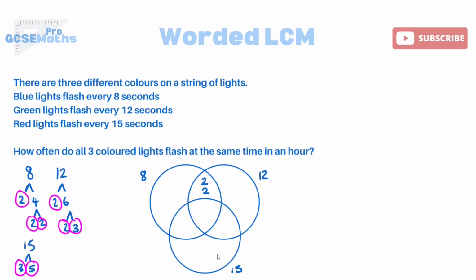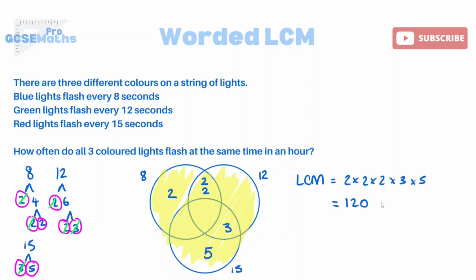Between 12 and 15, we've got a 3. And between 8 and 15, we have nothing. There we go, you can cross them out to see which ones you're missing. So we've got an extra 2 for the 8 and we've got an extra 5 for the 15. And again, lowest common multiple is when we multiply together everything in the Venn diagram. So we will have to do 2 times 2 times 2 times 3 times 5, which gives me 120.